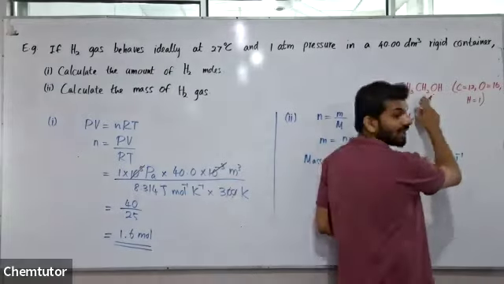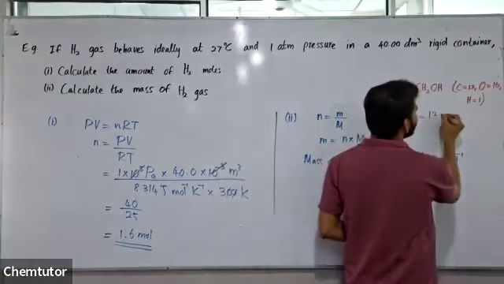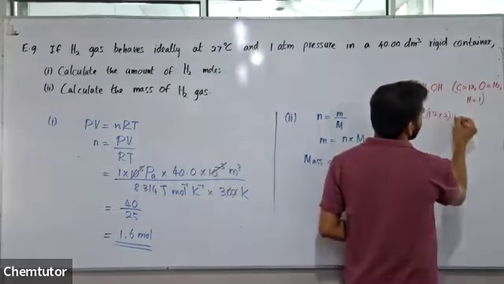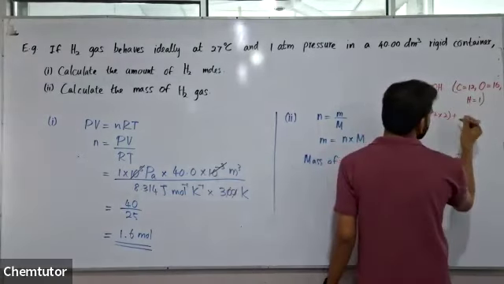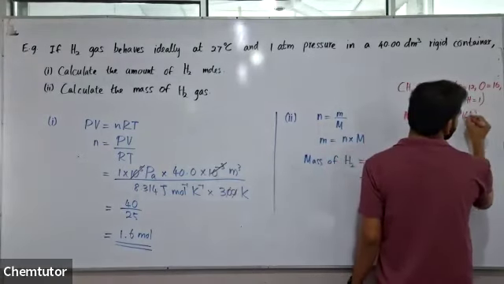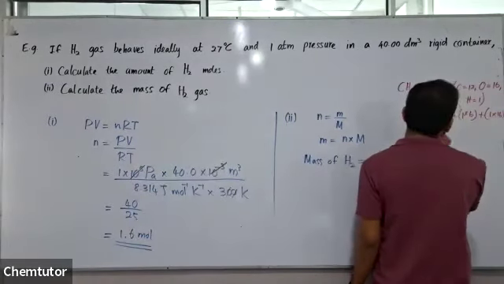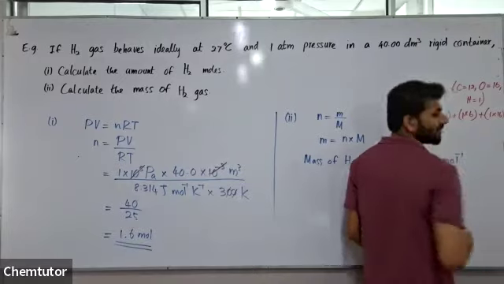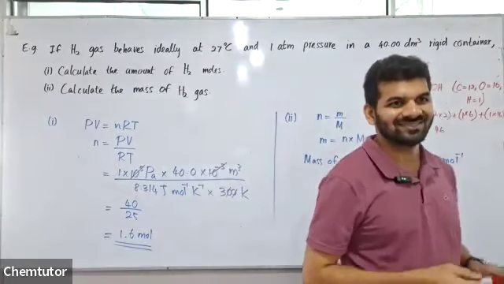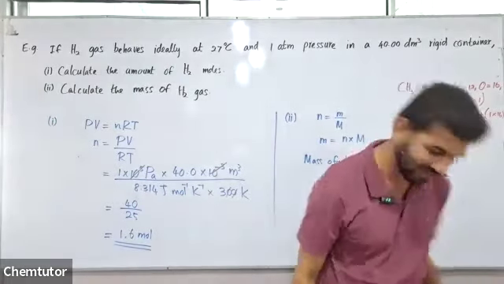Since we have two carbons, it's 12 into 2, plus we have 6 hydrogen, that means 1 into 6, and 1 oxygen, 1 into 16. Once you simplify, you will get the answer as 46. That's the thing that we have learned earlier.